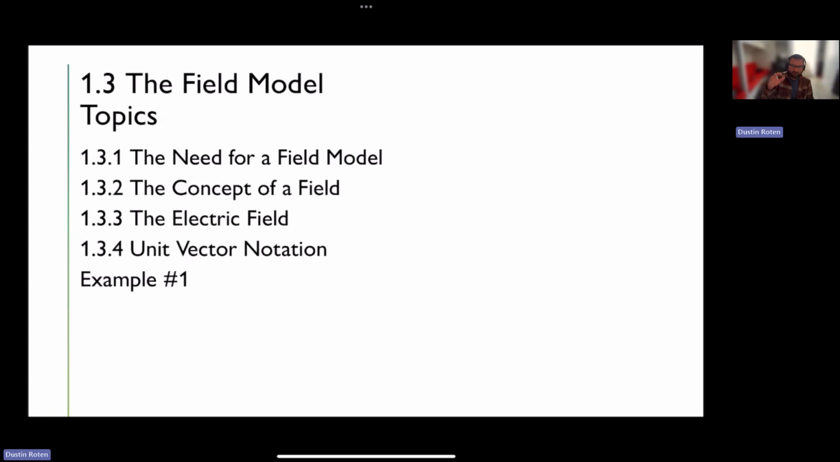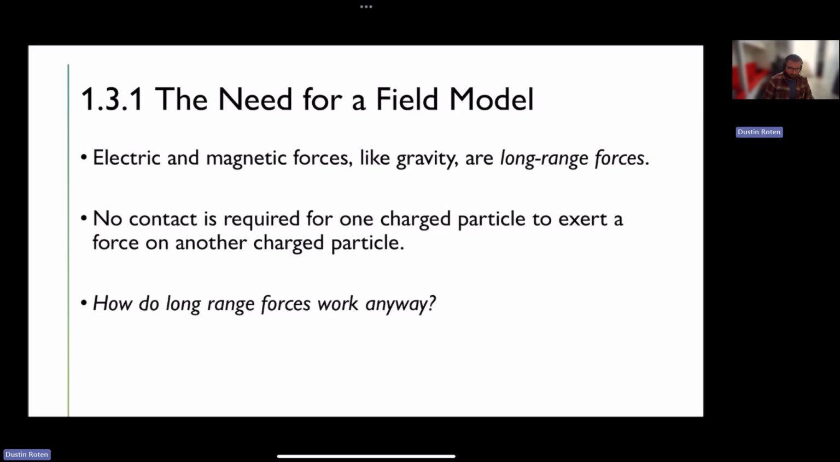You all have seen this before, the I hat, J hat, K hat notation, but we're going to talk about how we can incorporate that into the electric field and doing these electric field problems. All right, so why do we need a field model?